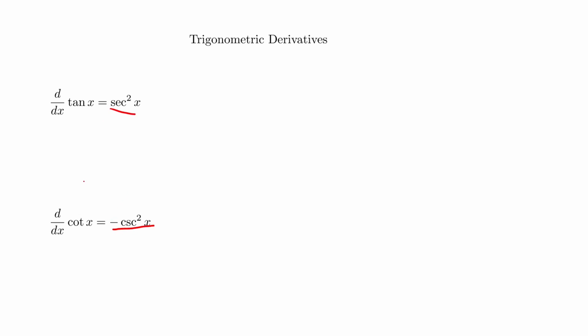If you do ever happen to forget what this rule is, and the rules for sine and cosine, you should very easily be able to derive it, because tangent itself can be written as sine x over cos x. And we can just use the quotient rule here, and some trig identities, to derive that this is secant squared. So we're going to just do that really quick.